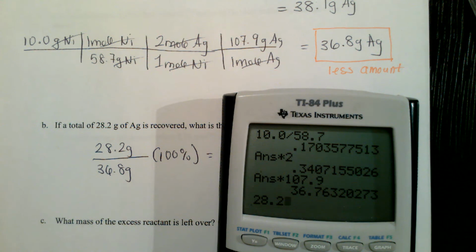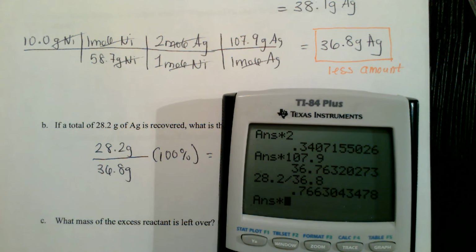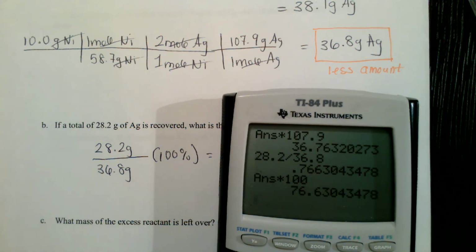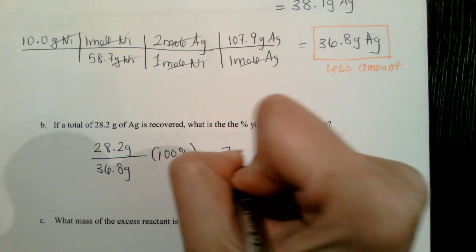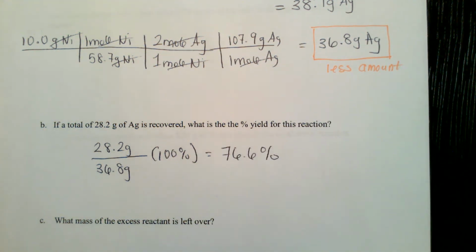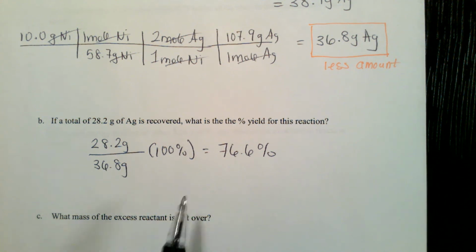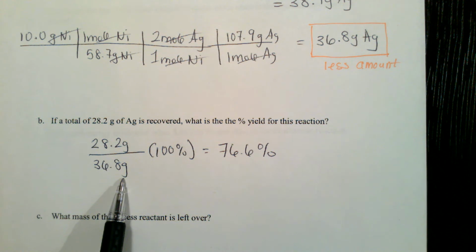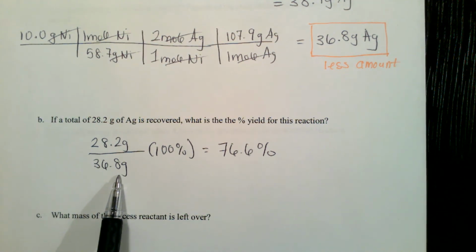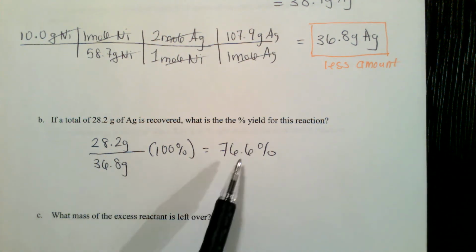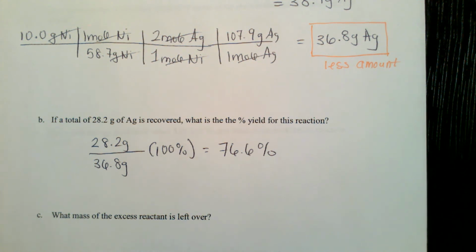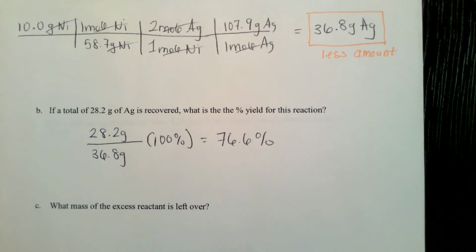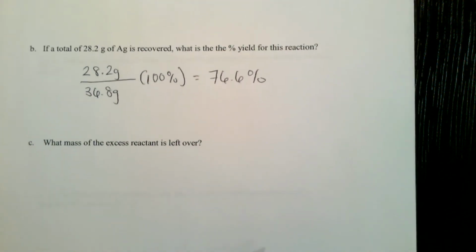So let's see how they did. 28.2 divided by 36.8 times 100 gives 76.6. So they collected 76.6% of the mass of silver that theoretically could have been produced. They could have gotten a maximum of 36.8, they got the 28.2, so they got 76.6% of the silver from the process.